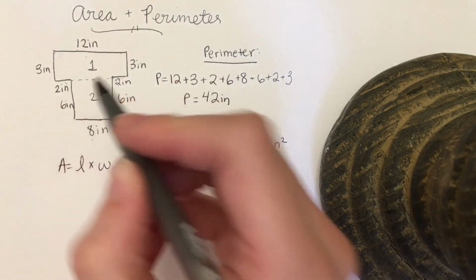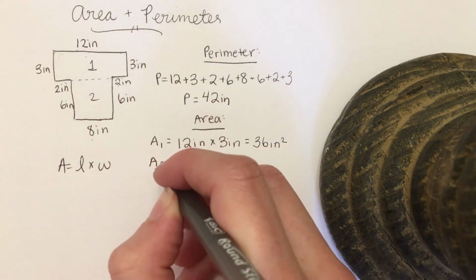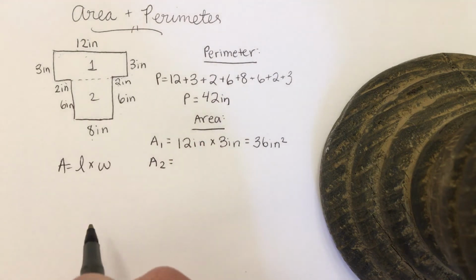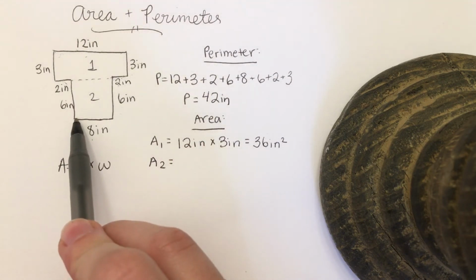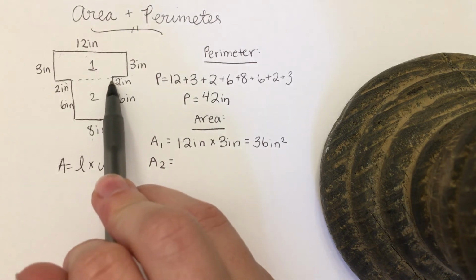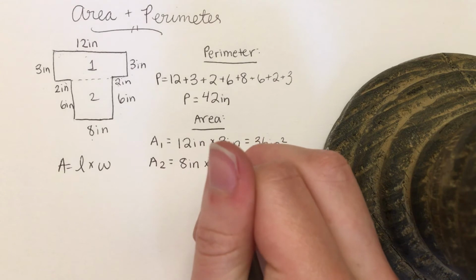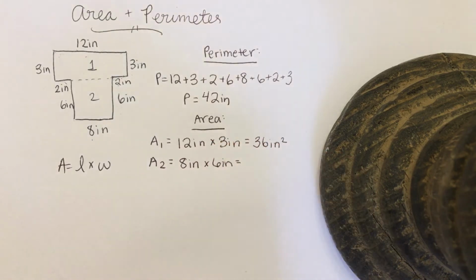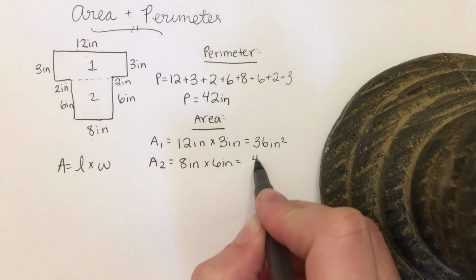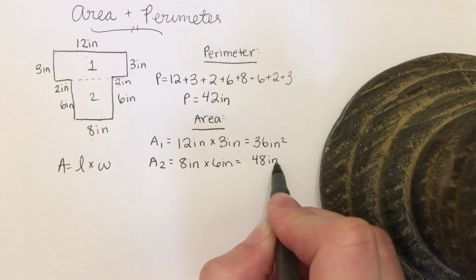Now I've got to find the area of the second rectangle, so I'm going to call that area 2. So again, it's still length times width, but this time we've got a different length and a different width. So length 8, width 6. So it's going to be 8 inches times 6 inches. And 8 times 6 is 48 inches squared.